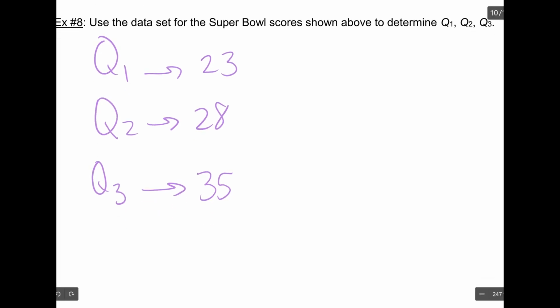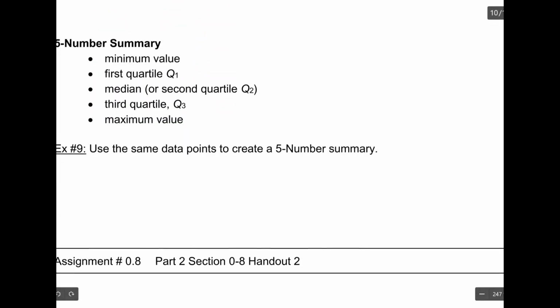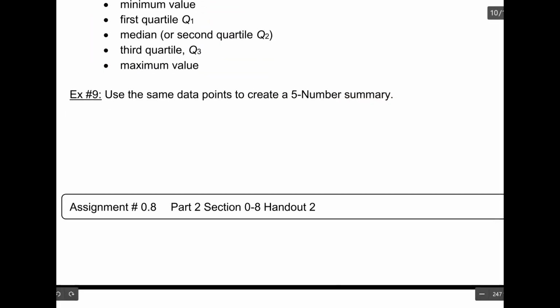So, okay. Here I was showing you Q1, Q2, Q3. It's the same thing. Guess what? It's the same data points. Now you're just looking and doing the 5 number summary.